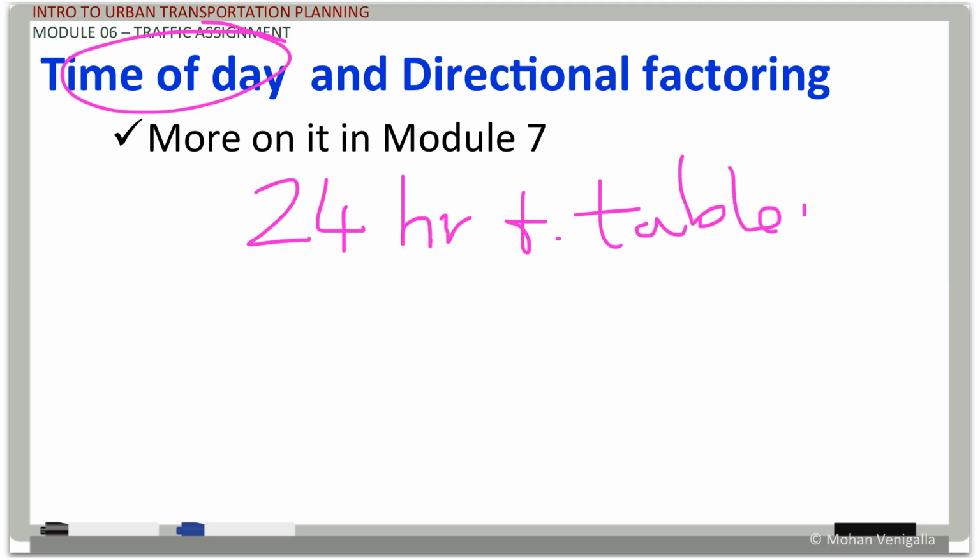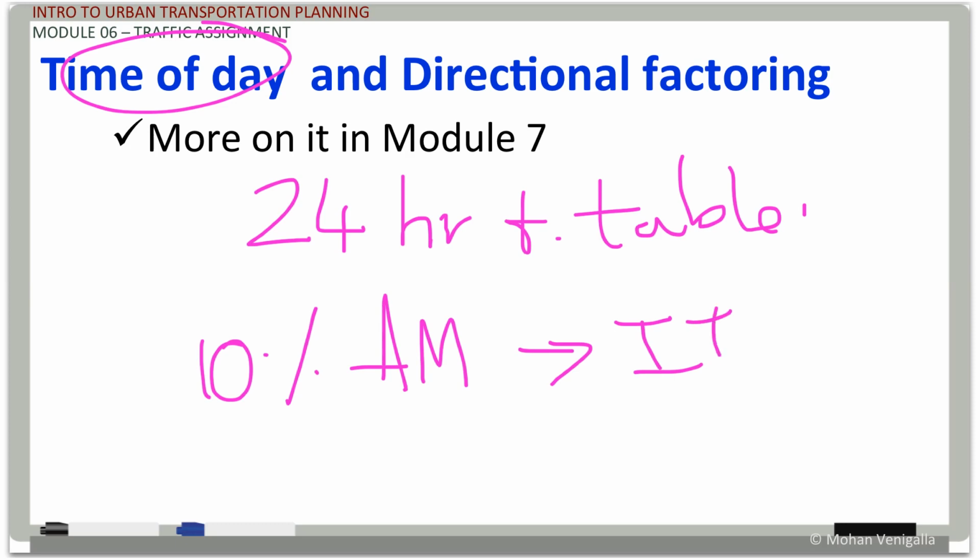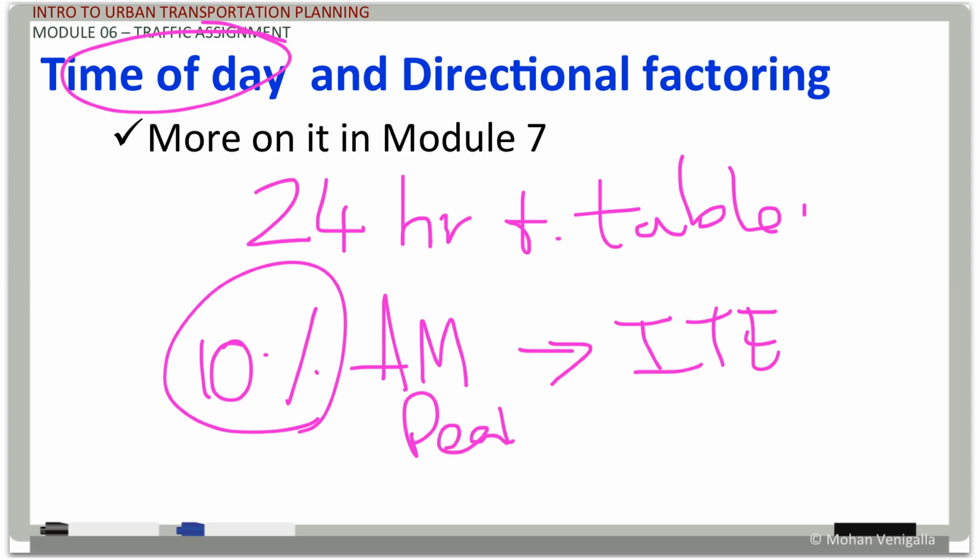So imagine, what is the percentage of trips you make in the morning versus afternoon? Just like in your household, the entire region has a certain split in a daytime, in any given day. So maybe about 10% in AM peak. You have seen this in the ITE Trip Generation Manual, right? So 10% of the trips coming in AM peak, something like that.